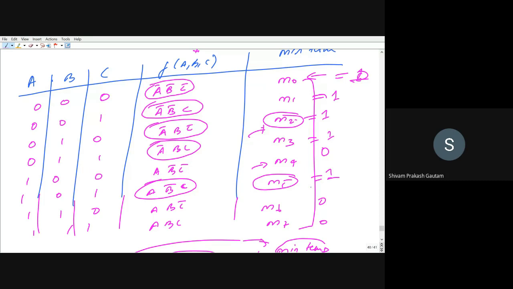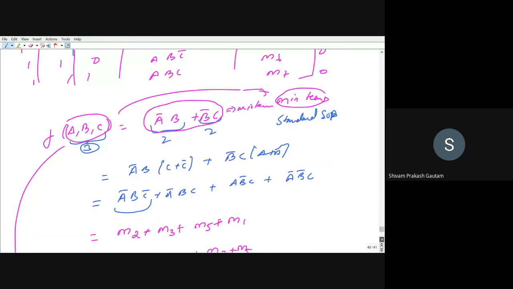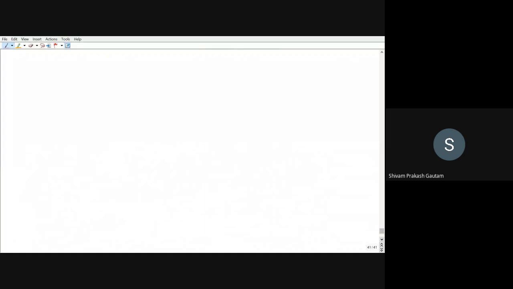Okay. Now we will see some more examples, then it will be more clear. Let us say we are having a function of 2 variables, that is a and b, and it is represented by minterms 1, 2, and 3. Right now it is in the form of minterms, so you want to write this function in the form of variables, right?